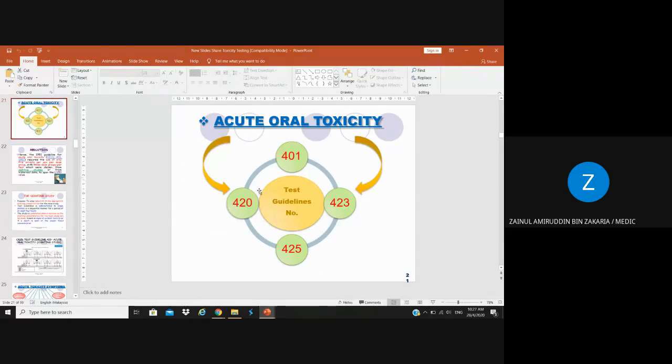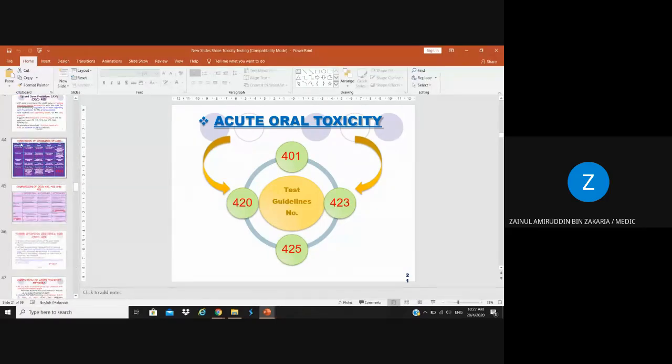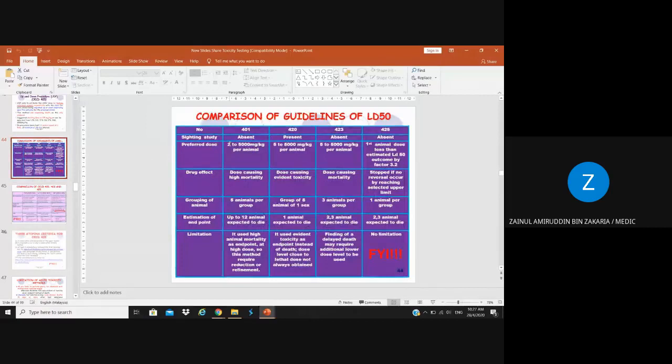So before we proceed, I want to tell you first that these 4 tests, 401, 420, 423, and 425, have different endpoints. The endpoint means what you want to observe, what you want to achieve with this test. For example, I show you a summary of what each test represents.